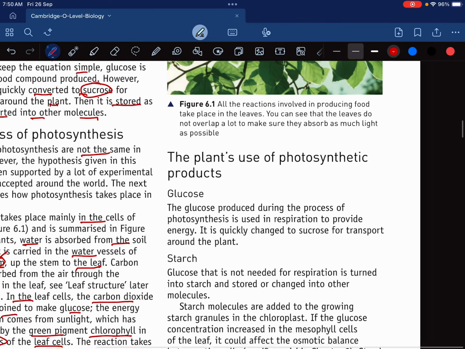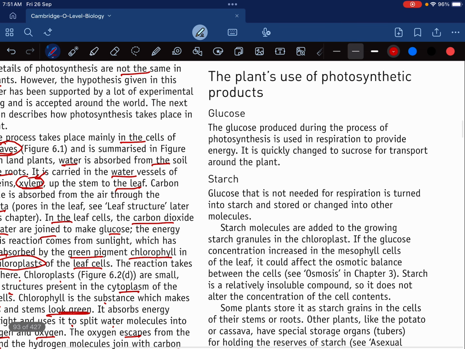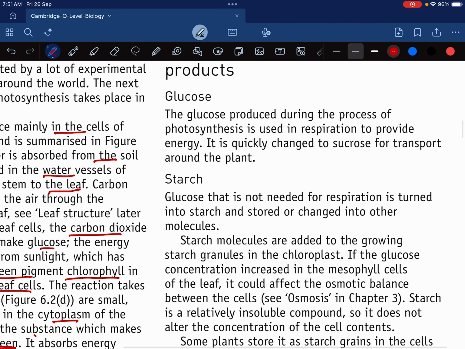Alright, moving on. The plant uses the photosynthetic products. कि ये जो प्रोडक्ट्स हैं C6H12O6, ये कहाँ कहाँ यूज़ होते हैं. Let's get into it. The glucose is produced during the process of photosynthesis. It is used in respiration. I already described that, to provide energy. It is quickly changed to sucrose for transport around the plant.